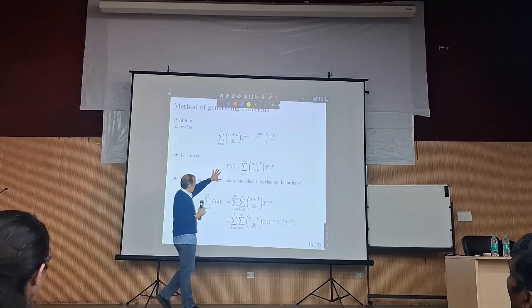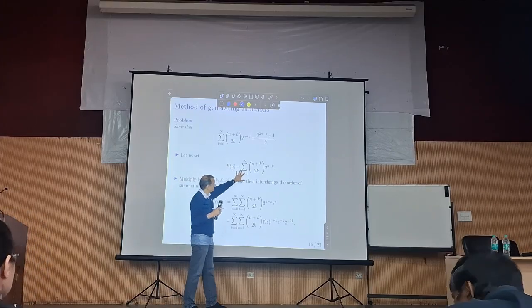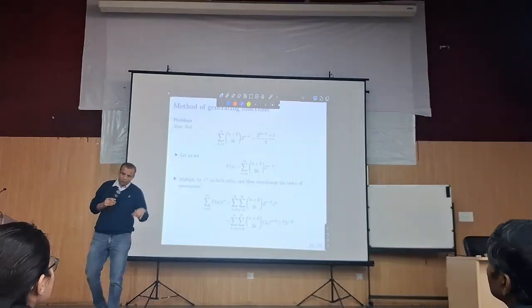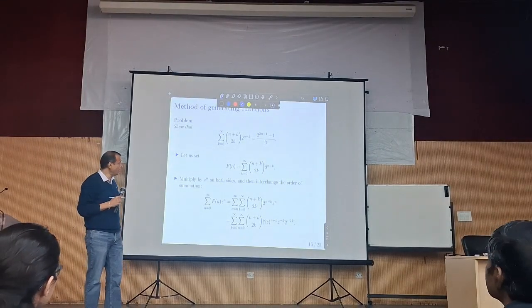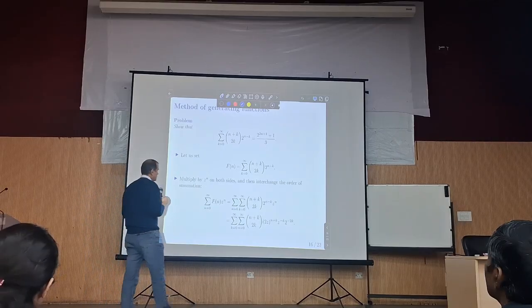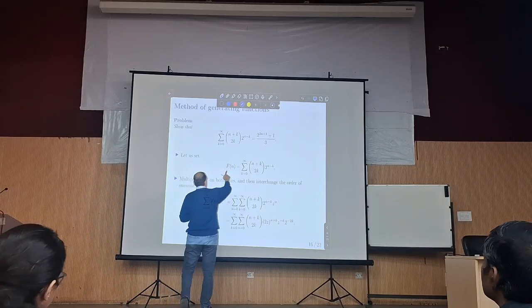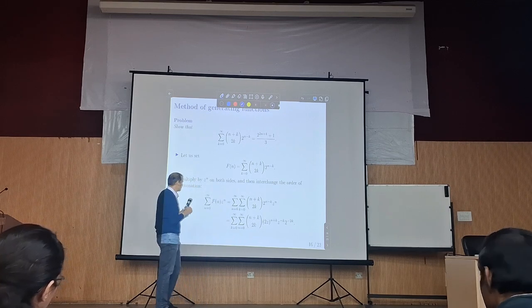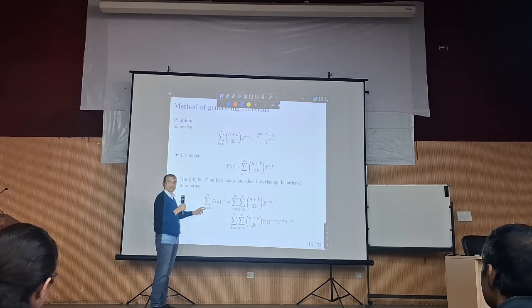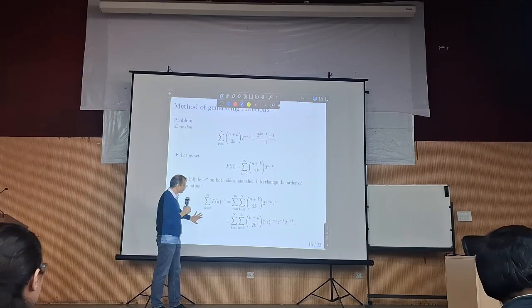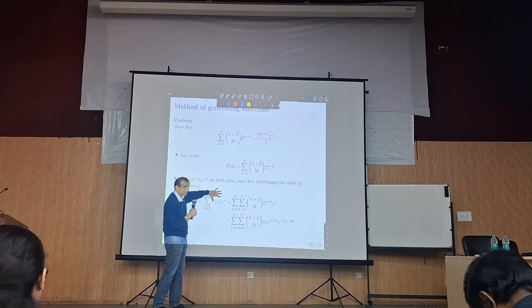So let us set this f of n equal to this. But now what I'm going to do is consider a more complicated sum. What is that more complicated sum? I'm going to multiply this with z to the n, and then consider the summation in n. Then after I have done a bunch of stuff, I'm going to just isolate this f of n.